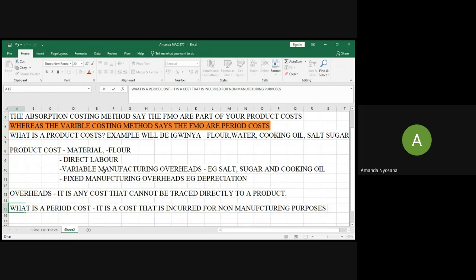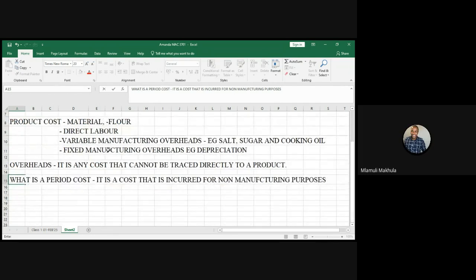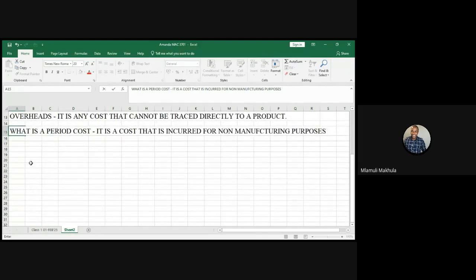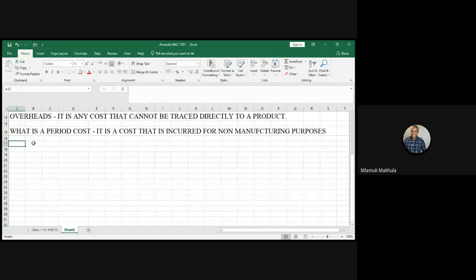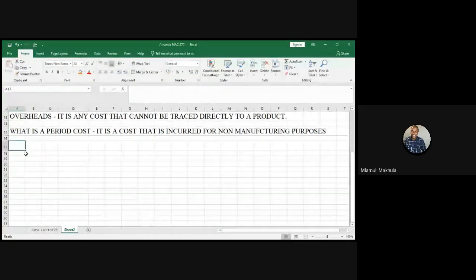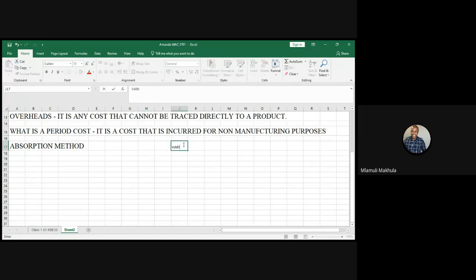No problem. Okay. So now what I'm about to show you is how you will usually prepare these statements. I'll do the absorption costing method this side, and then I will do the variable costing method this side.